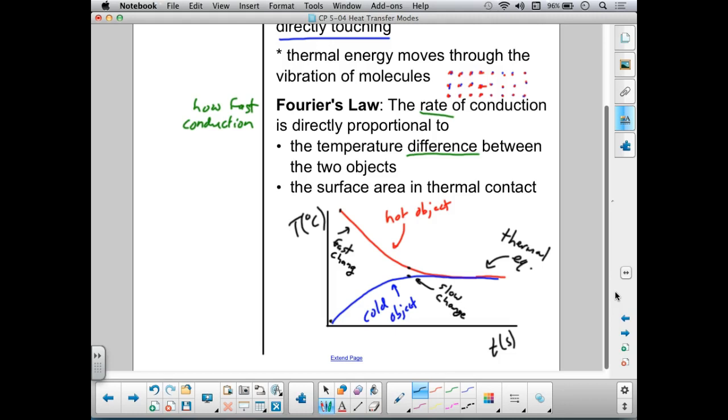This is the main implication of Fourier's law of conduction: when the temperatures of the two objects are very different, they're going to change their temperature very quickly. And when the temperatures of the two objects are not so different, then the change is going to be much slower. Of course, when we finally reach thermal equilibrium, the temperatures are not going to be changing at all, because now they're at the same temperature, all nice and balanced out.